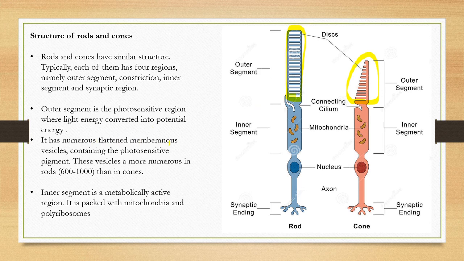So it has numerous flattened membranes, vesicles containing photosensitive pigments. The vesicles are more numerous in rods than in cones. Inner segment is metabolically active, so this is the inner segment which is metabolically active, which provides the energy, seen in mitochondria and polyribosomes for the synthesis of proteins, and also so this is the nucleus and this is a synaptic ending where it synapses with the bipolar cells.